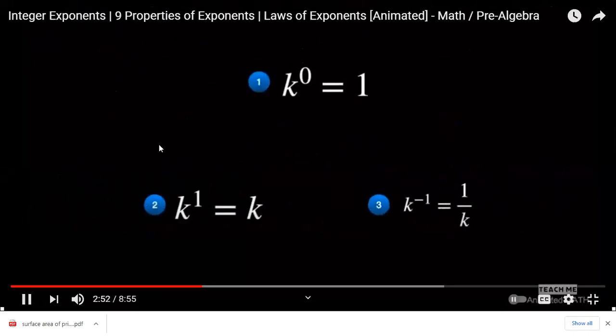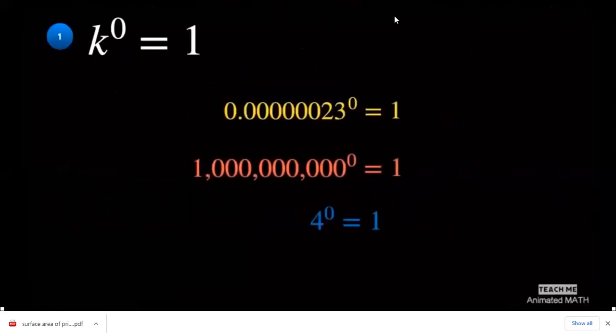Let's start with the first three properties of exponents. Any number raised to the 0 power is equal to 1. It doesn't matter if the base is very small or if it is a million. Raising it to the 0th power will still result in 1.